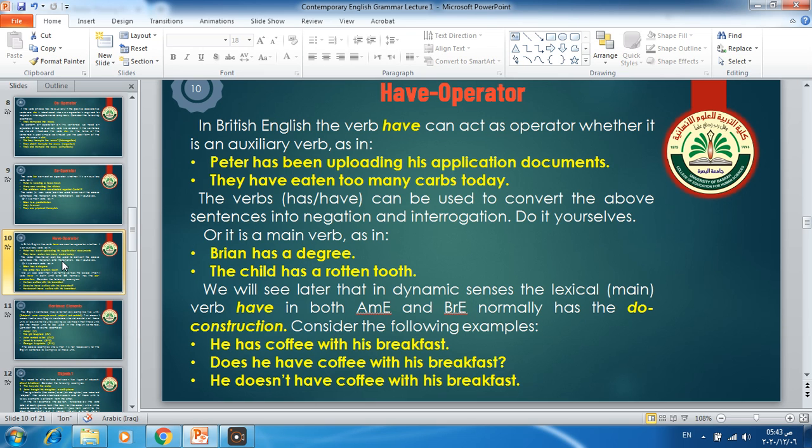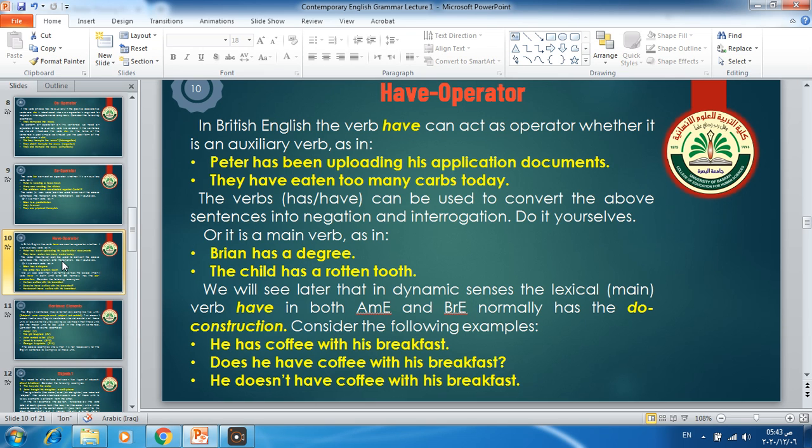So in these examples, the verbs have and has can be used to convert the above sentences into negation and interrogation. So we say, Peter hasn't been uploading his application documents. Has Peter been uploading his application documents? They haven't eaten too many carbs today. Have they eaten too many carbs today?